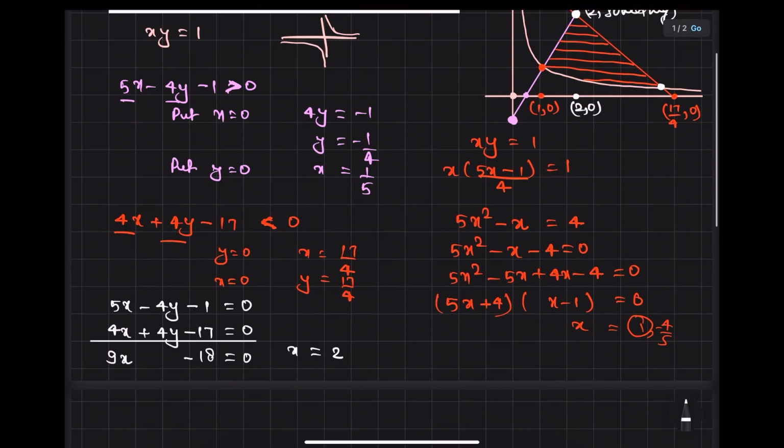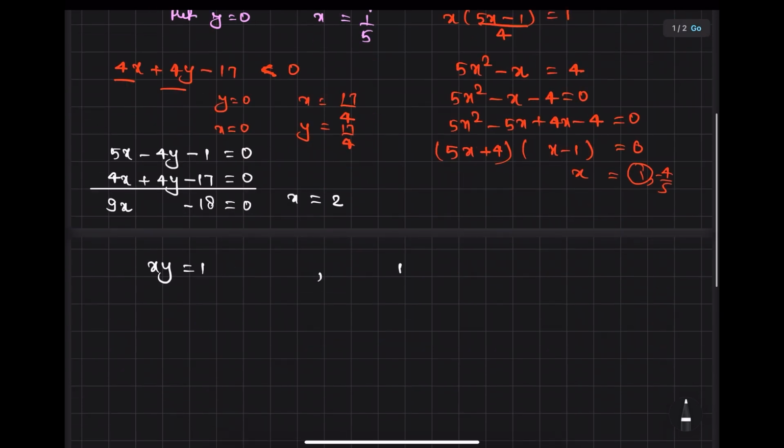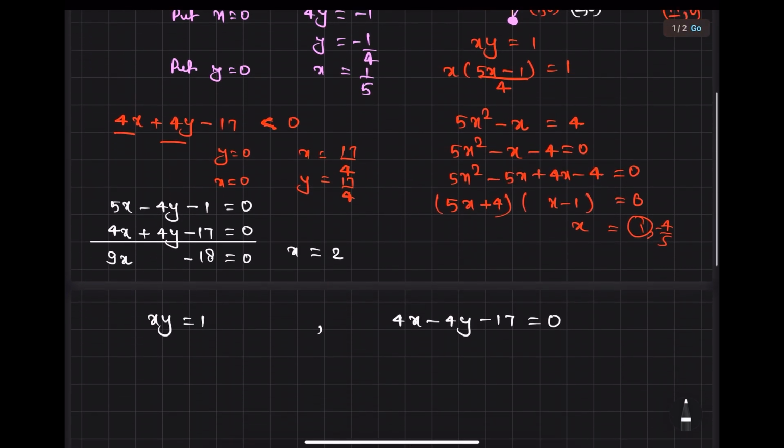So we have xy = 1, and the second line is 4x + 4y = 17. I hope it is clear. Yes, it is plus 4y. Now we have to find the x coordinate. Look here, can I apply the substitution method? So who is y? y is (17 - 4x) by 4, equals 1 by x.